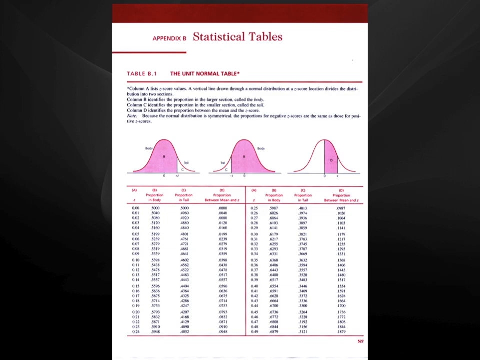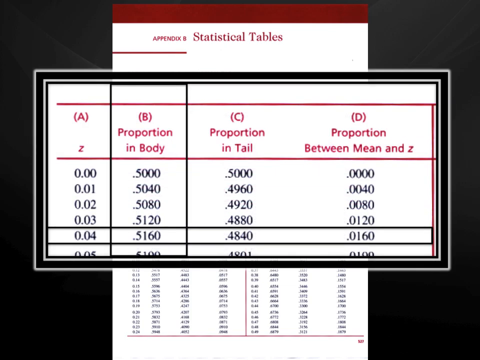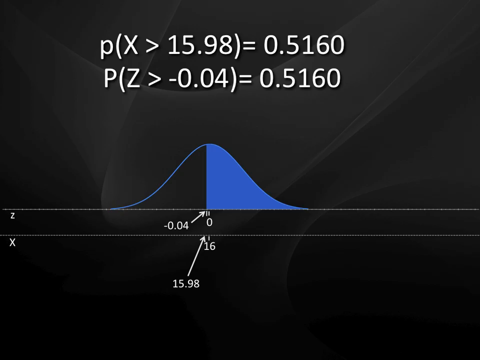So let's actually go to our unit normal table. We're going to look for 0.04, and the proportion in body is 0.5160. The bigger proportion, again, we know it has to be greater than 0.5. And that's why coming up with these intuitive guesses, I think, helps save errors. Because once we got to this point, we knew we were looking for a value above a half. So the proportion in tail and proportion in body distinction is no longer really necessary. We know it has to be the larger one. All right, so we've actually answered this question. The proportion of z greater than negative 0.04 is 0.5160. That's also the same problem of the proportion of x greater than 15.98 is 0.5160.